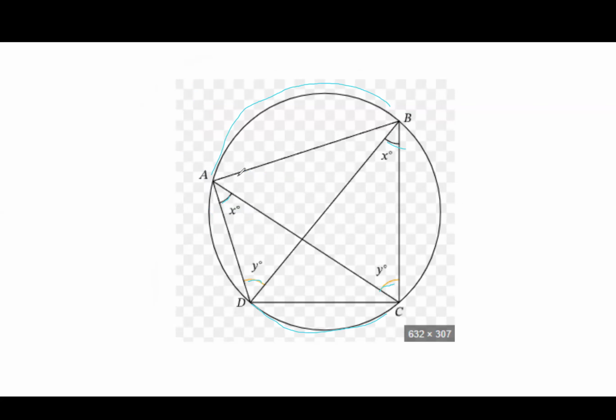So they are equal too. And then I know that BAC and BDC are also equal because they subtend BC. So using this fact, try to proceed and prove that A plus C equals 180 and B plus D equals 180. I'll give you guys 2 more minutes.